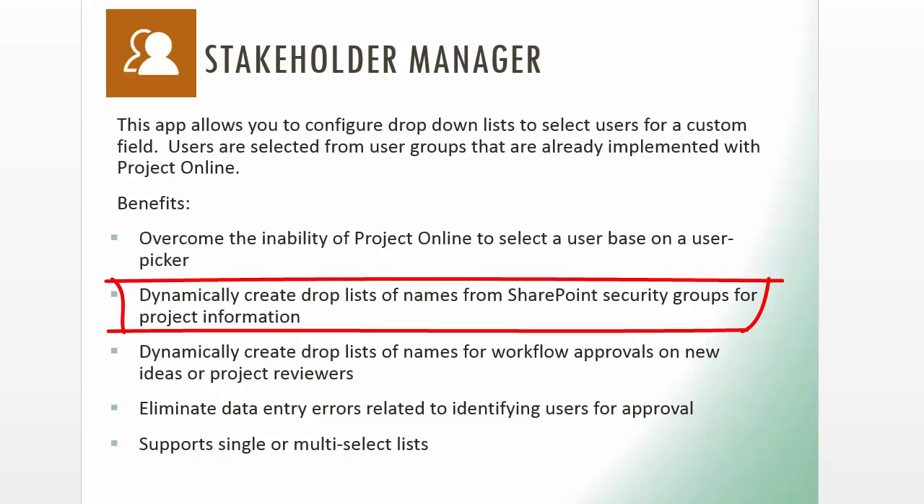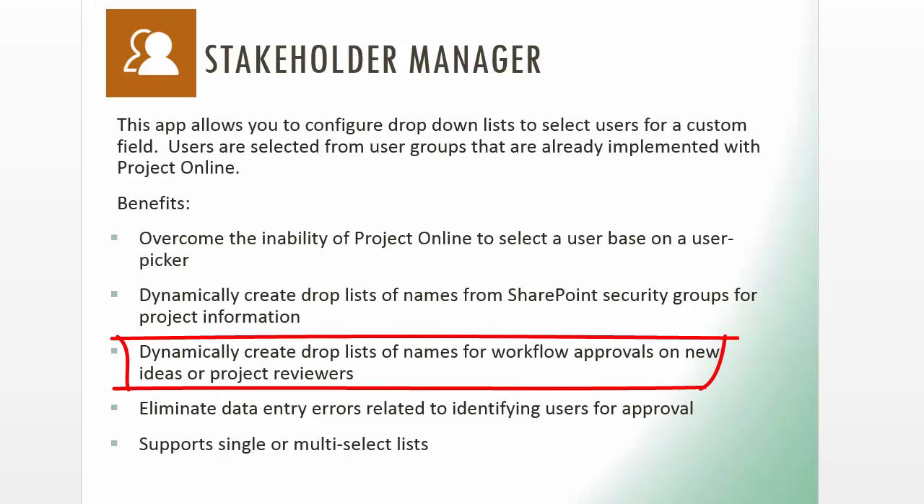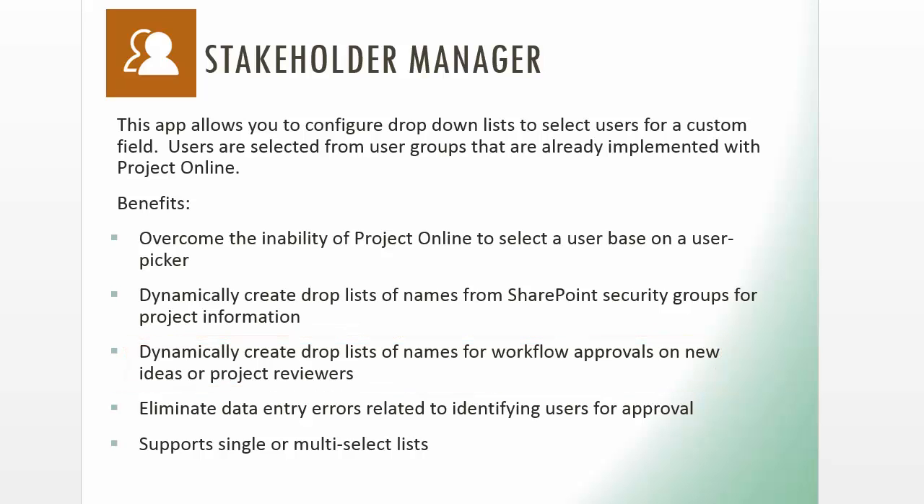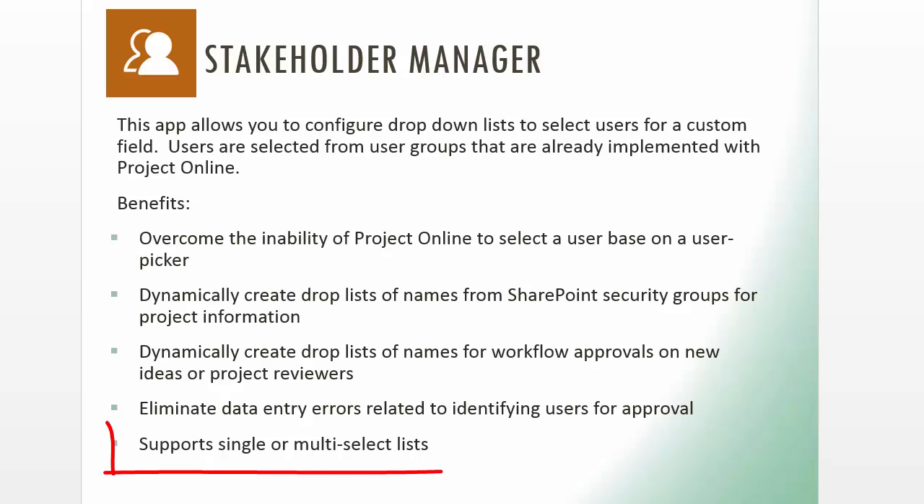can be extremely useful when you want to dynamically populate a drop-down list of names that can act as approvers for a new project idea or an approver for any step in a workflow. This app can also be used for simply entering basic project information while eliminating the possible data entry errors related to generating lists of users. These pick lists can be single or multi-select.